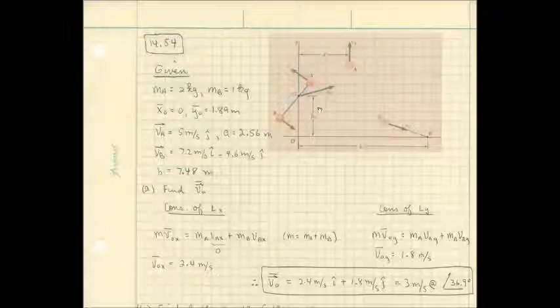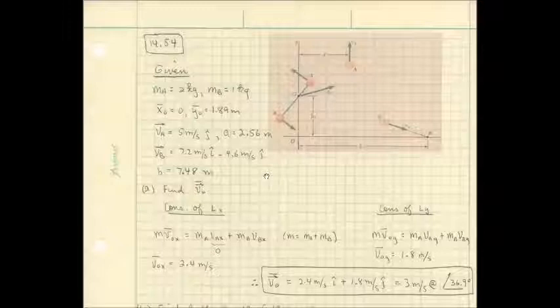We're told that v sub A right here, after the balls break loose from each other, is traveling vertically at 5 meters per second in the J. We're told the A value right here of 2.56 meters. We're given the value of v sub B as 7.2 meters per second I and minus 4.6 meters per second J, and that the B value right here is 7.48.